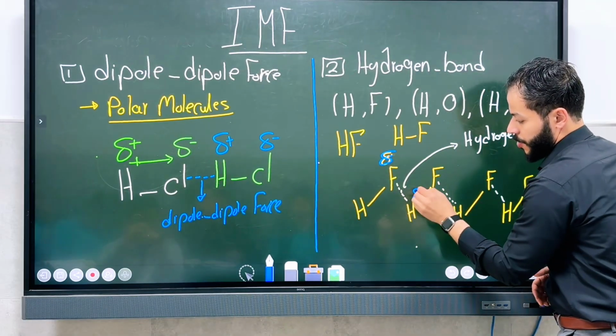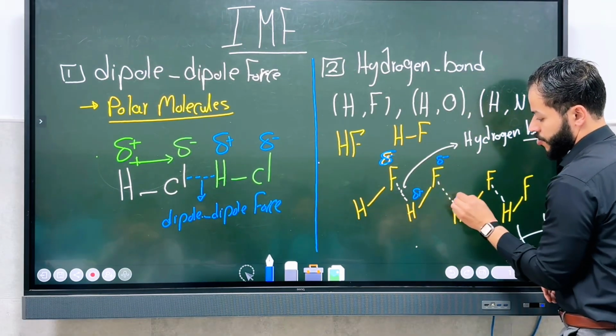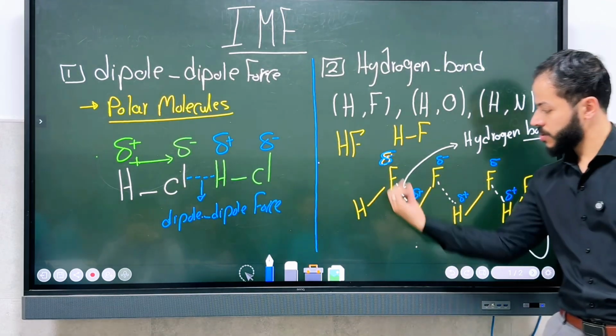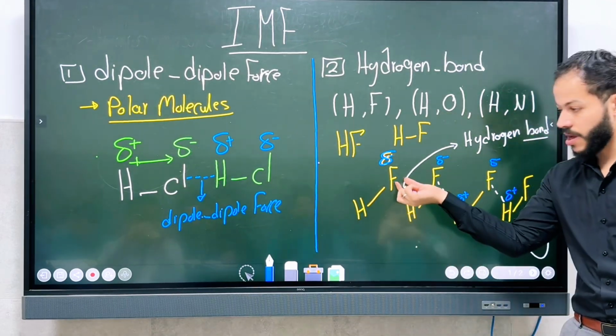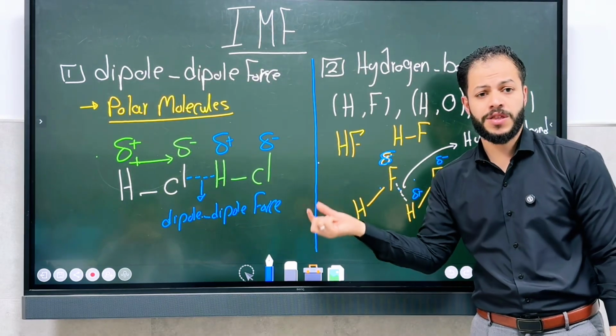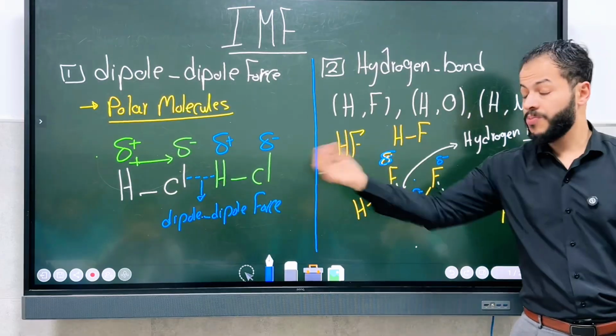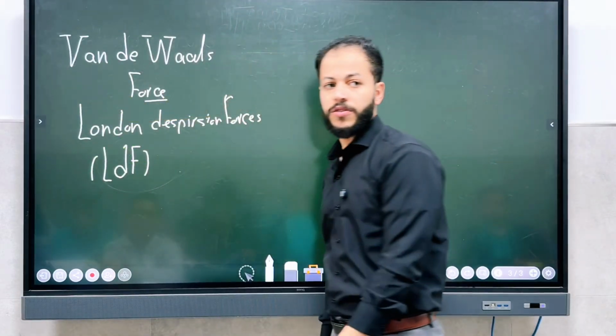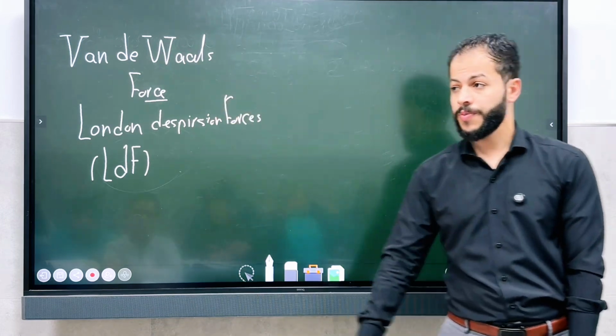Here the hydrogen has a partial positive, partial negative, partial positive, partial negative, partial positive. So electrostatically, when they come within a short distance, they make a kind of attraction between them. We name this intermolecular attraction. What type? Hydrogen bond. Both of them happen in polar molecules. Yes, sir. LDF, London dispersion force or Van der Waals force.